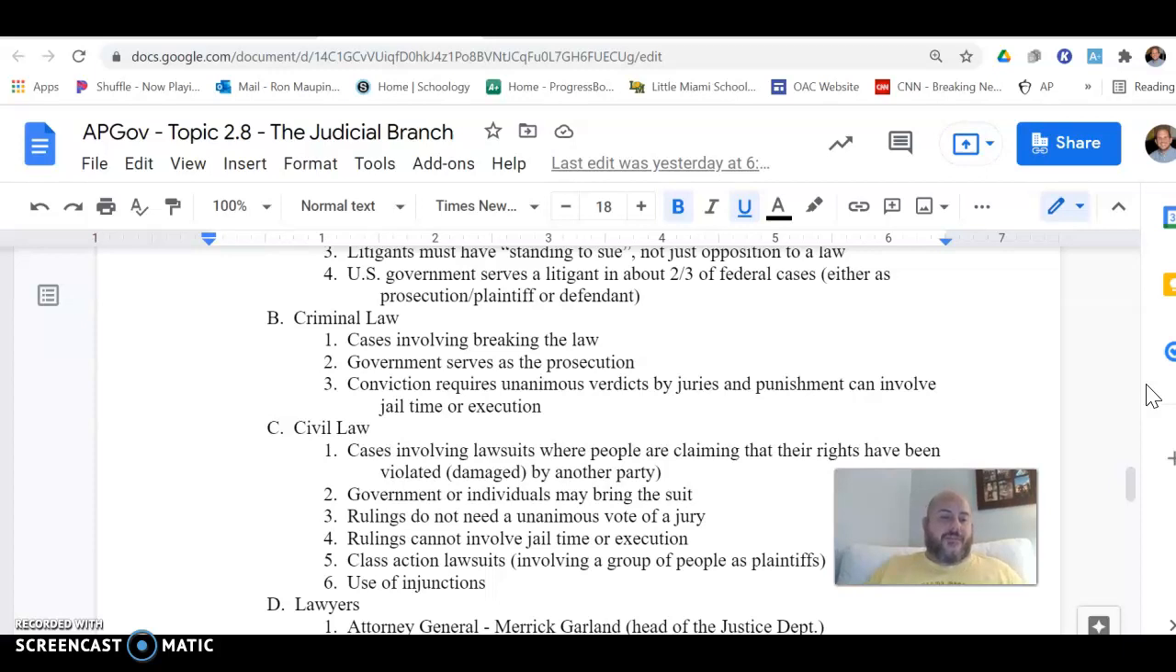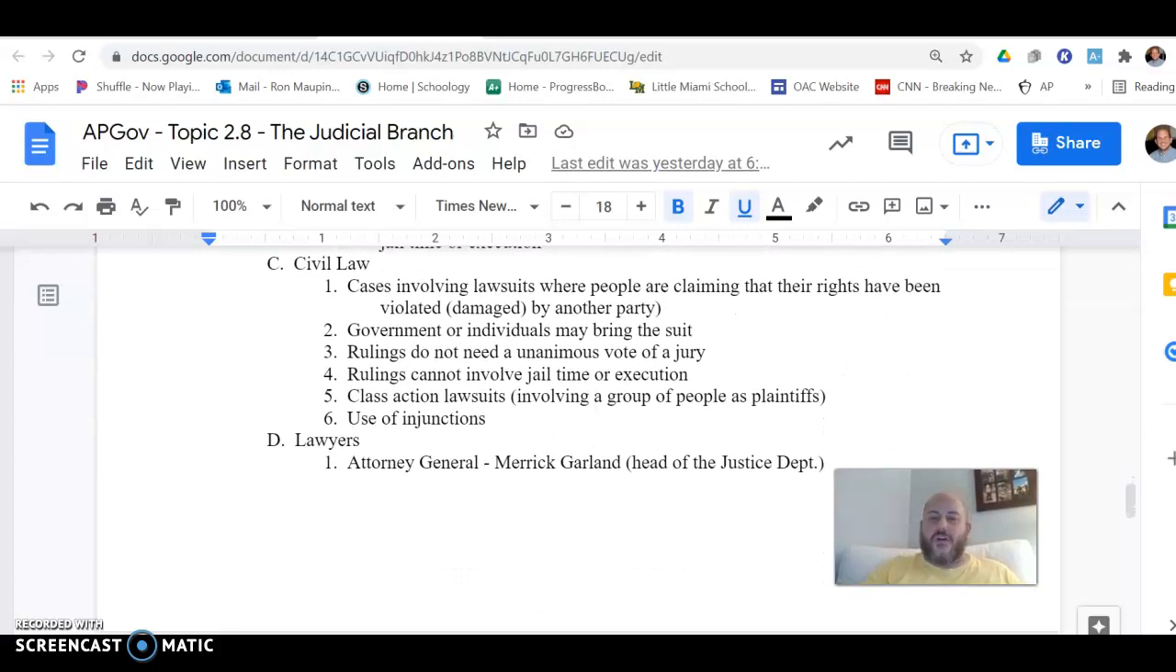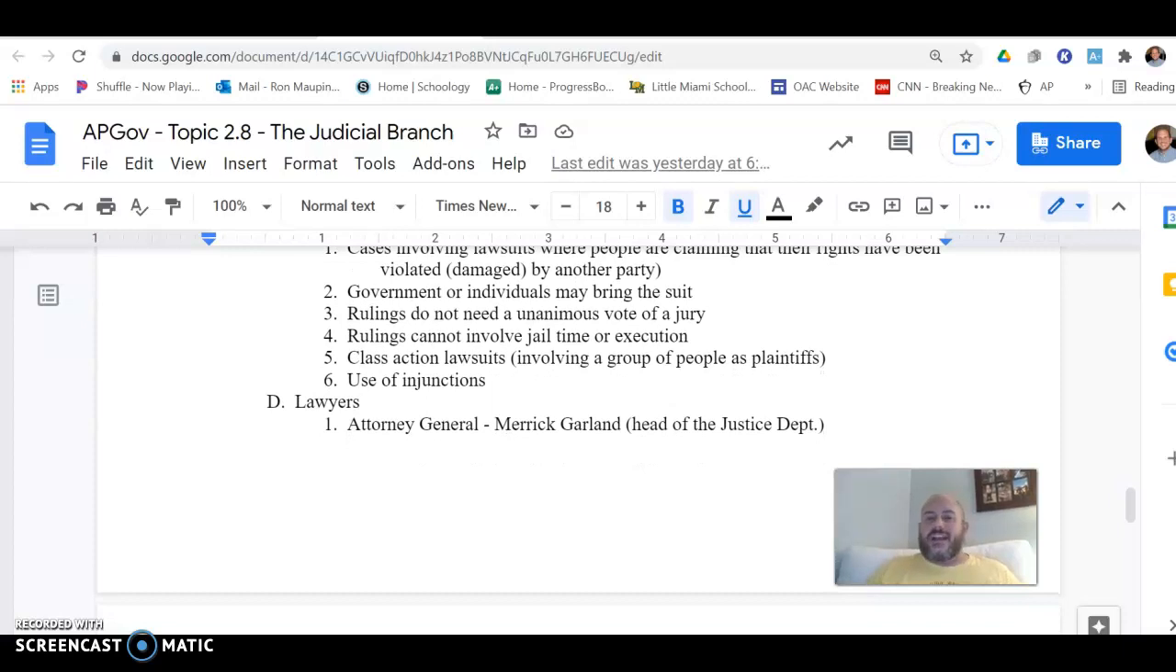So be mindful of the differences between criminal law and civil law. Now, note, there are some other important players in a court case other than litigants. You've, of course, also got lawyers. And if the government is the primary litigant in federal cases, we should probably know who is the top lawyer in America, at least in the federal system, and that is this gentleman right here.